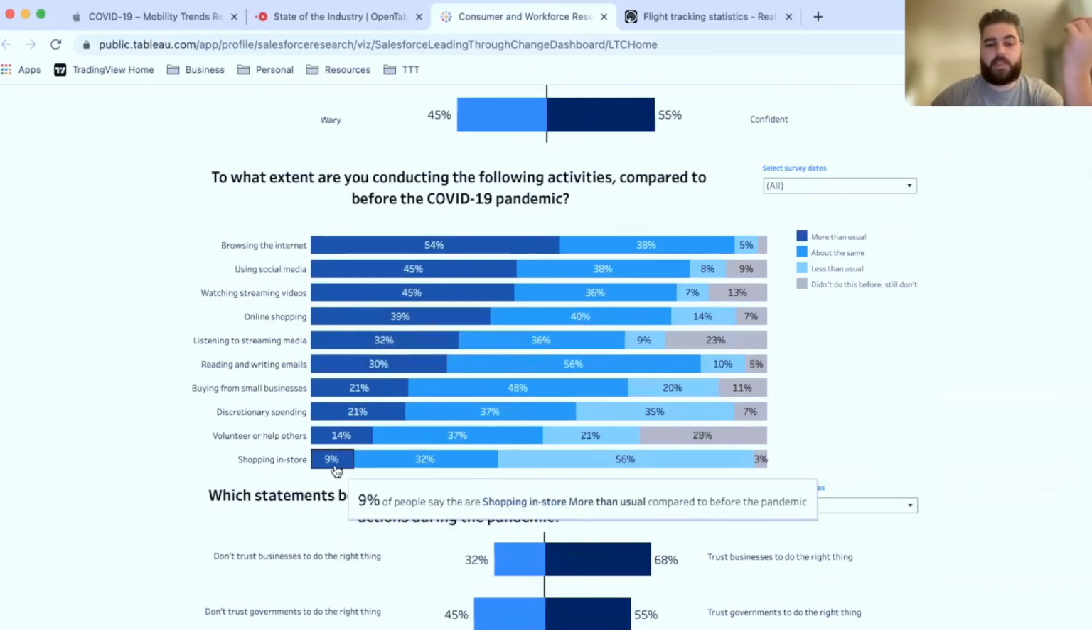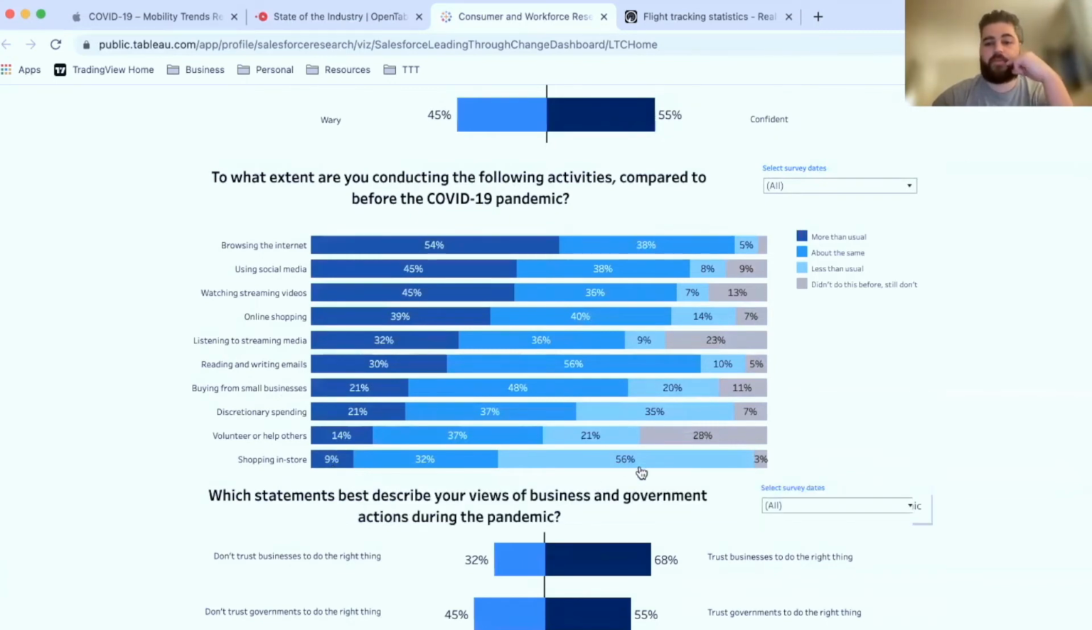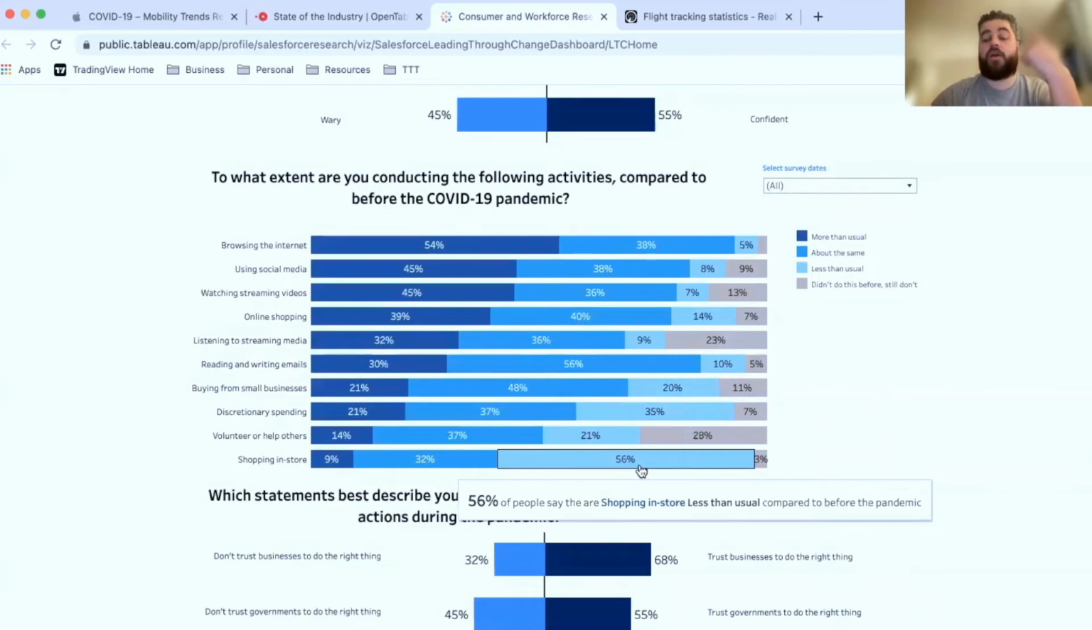And the flip side to that, are you shopping in store more? Only 9% of people are shopping in store more today than they were pre-COVID, whereas predictably, more than half of the population are actually doing this less than what they were before. Okay.